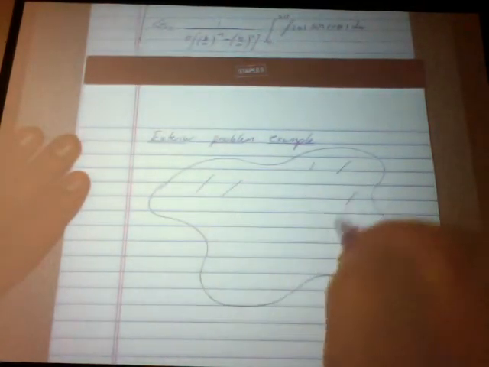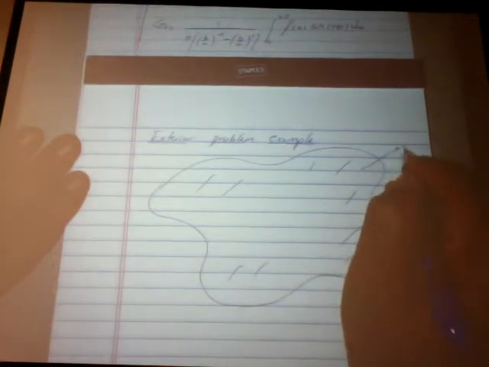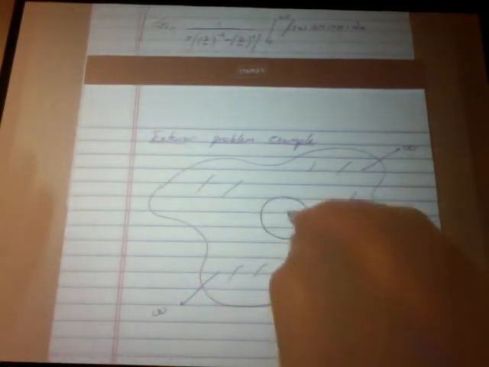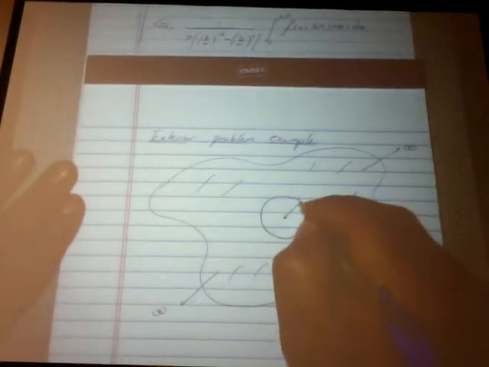So let's say that we have a domain that extends to infinity, or semi-infinity, so as far as the eye can see, and then we have a circular hole in it. And that circular hole has a radius a.